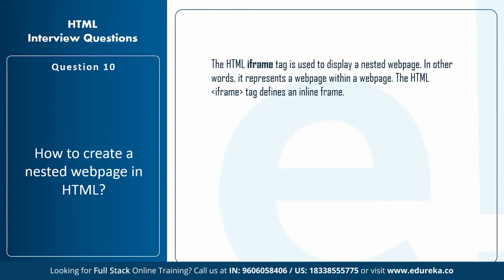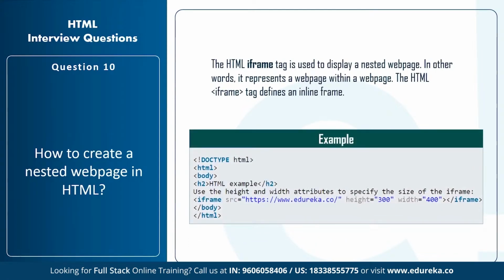So the HTML iframe tag is used to display a nested web page. In other words, it represents a web page within a web page. So the HTML iframe tag defines an inline frame. So you can see here is an example for creating a nested web page in HTML.